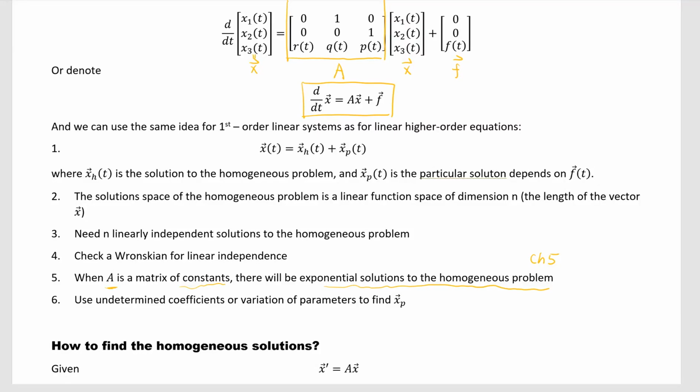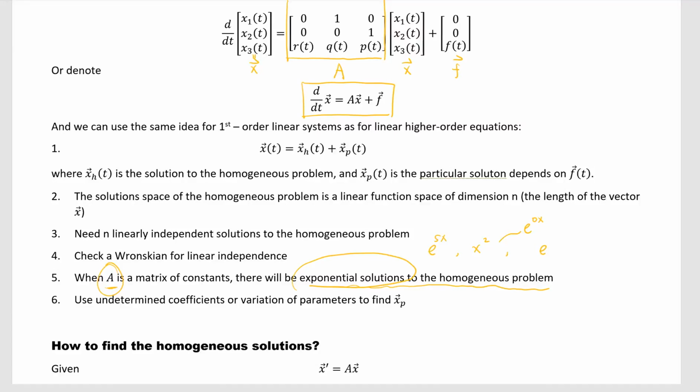Okay, if the coefficient matrix A only consists of constants, so there's no t in it, then you kind of expect our solution will have exponential solutions. Well, what does exponential solution mean? They can be really exponential, like e to the 5x. They can be polynomials, because polynomials correspond to e to the 0 times x, right? So we consider that as an exponential function with r equal to 0. And also we have the complex exponential function.